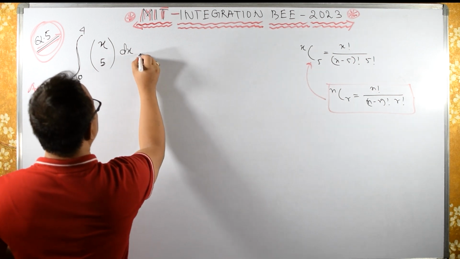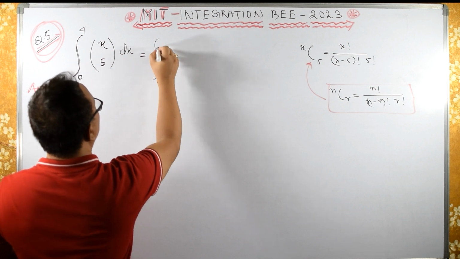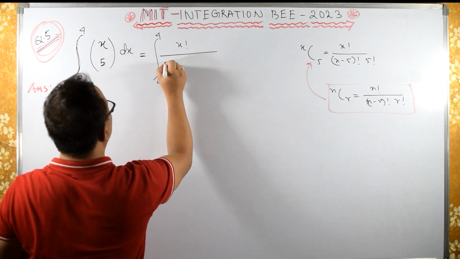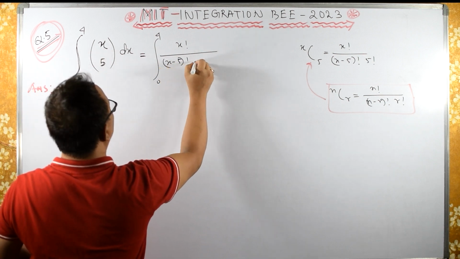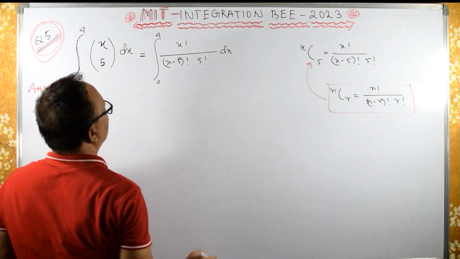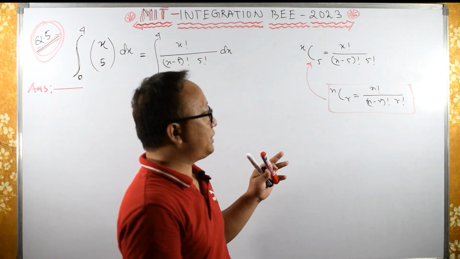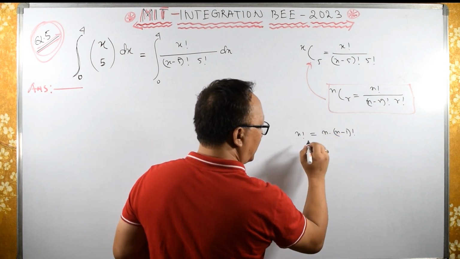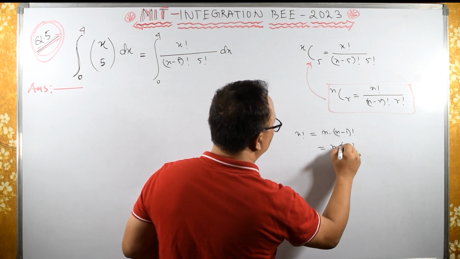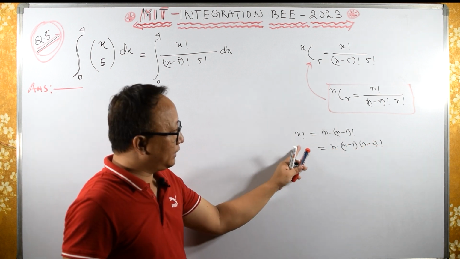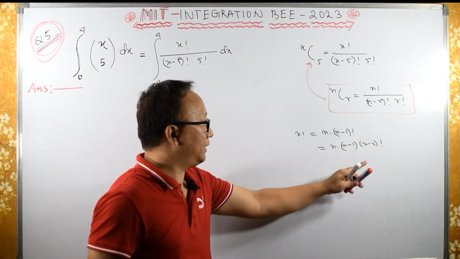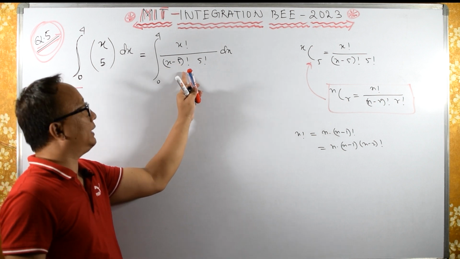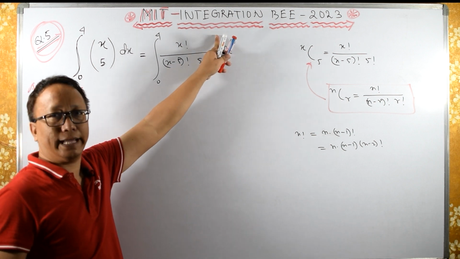Let's see. This integral is the same as limit 0 to 4 of x factorial upon x minus 5 factorial into 5 factorial dx. Now remember the factorial notation. n factorial is the same as n into n minus 1 factorial. This is the same as n into n minus 1 into n minus 2 factorial. We can decrease till we have the last number. Similarly, this x factorial I can decrease up to x minus 5 factorial, so that x minus 5 factorial and x minus 5 factorial get cancelled.